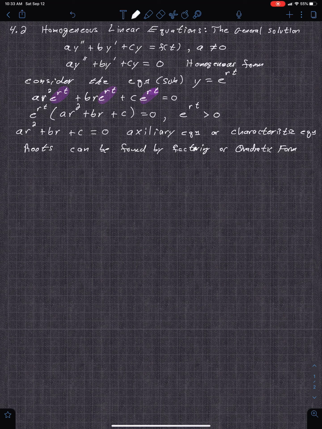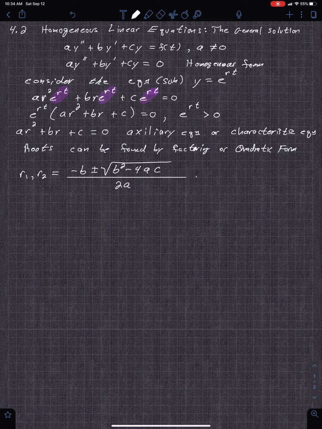So let's take a look at that. I wrote down the equation. So r1, r2 is equal to the quadratic formula, as you know, minus b plus or minus the square root of b squared minus 4ac all over 2a.